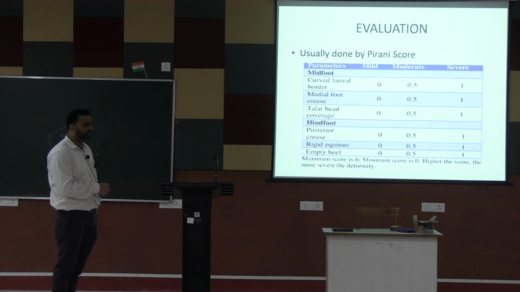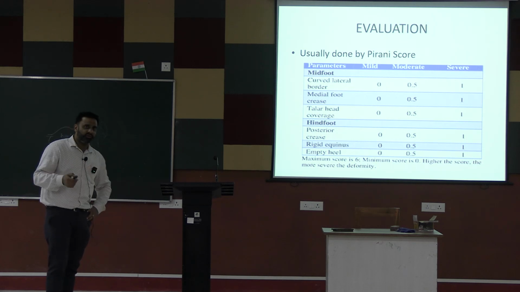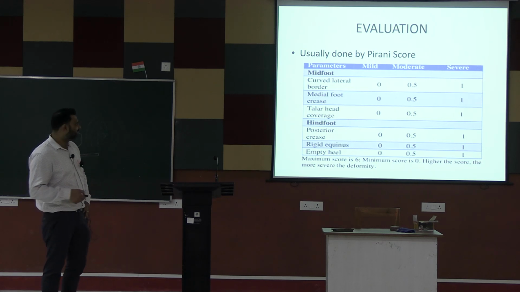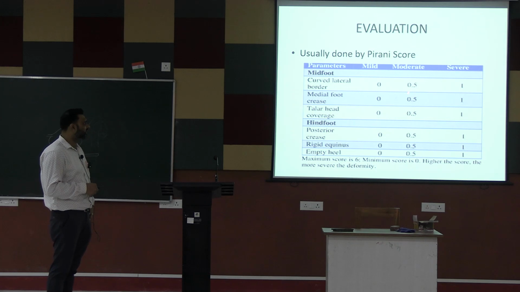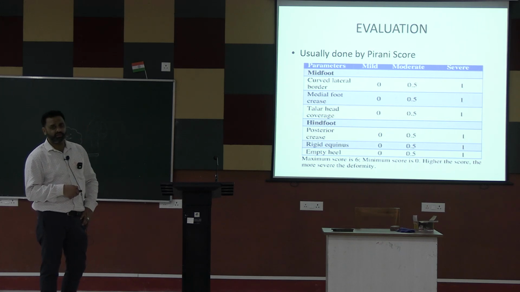If it is slightly curved, that is 0.5. If it is severely curved, then it is 1. And the middle foot creases. If no crease is present, then 0. If one crease is present, then 0.5. If more than 2-3 creases are present, then the score is 1.